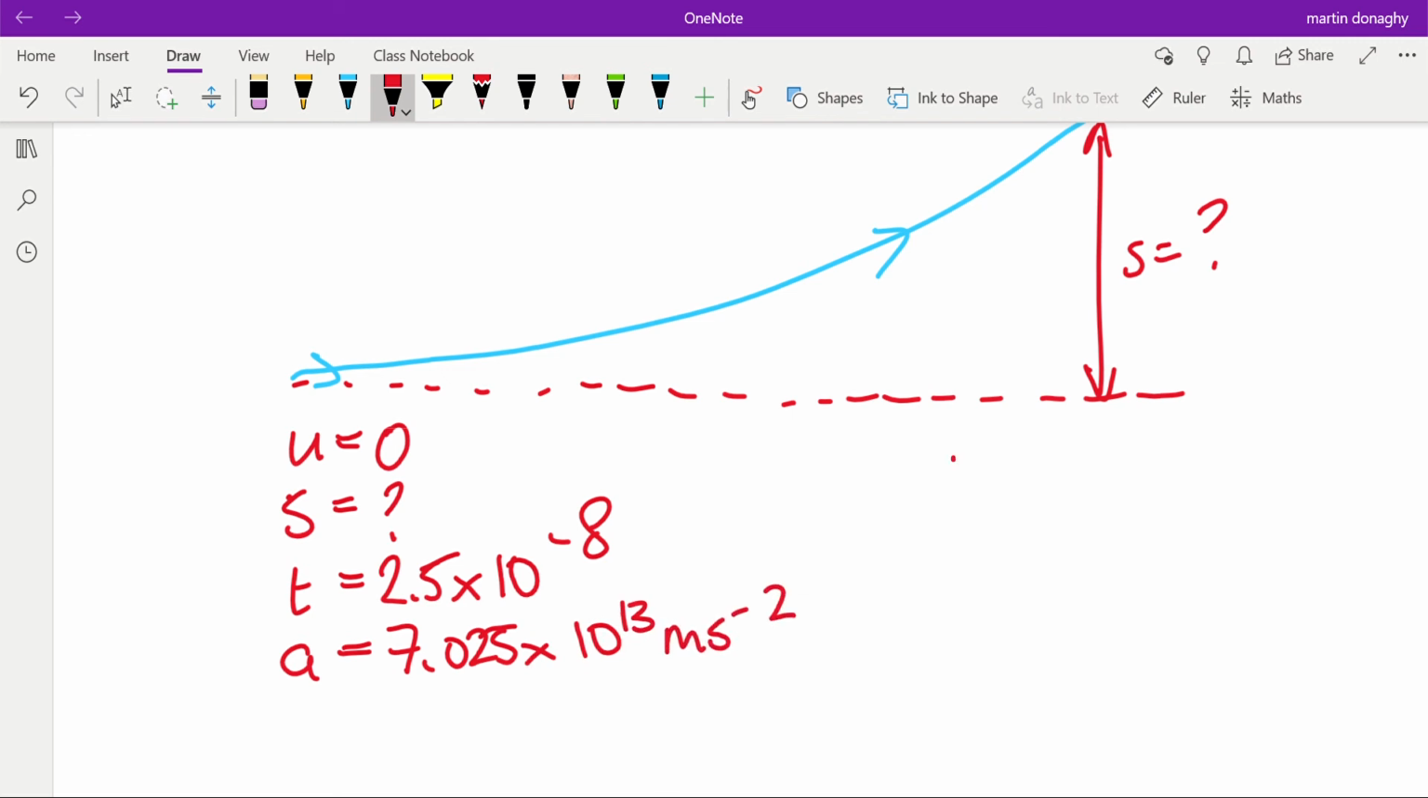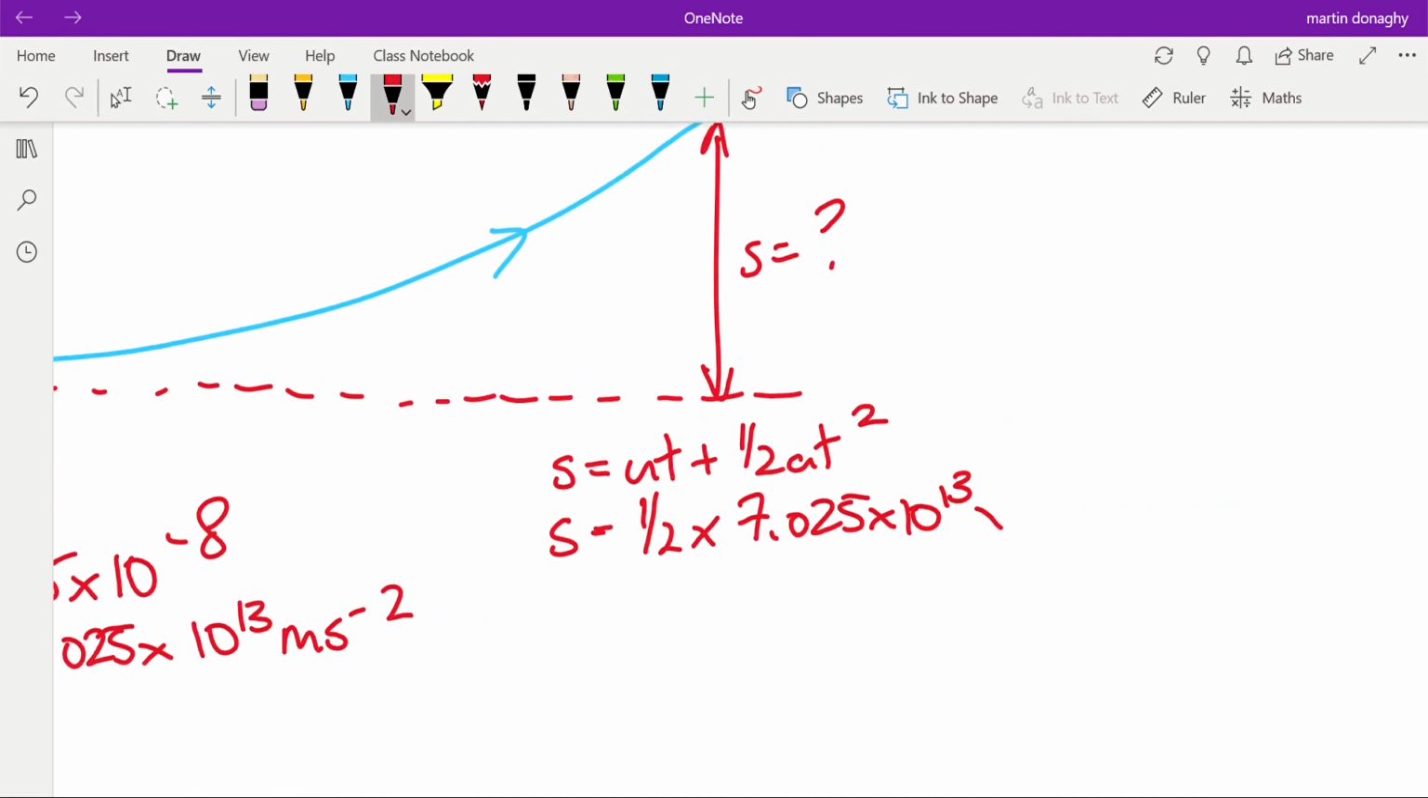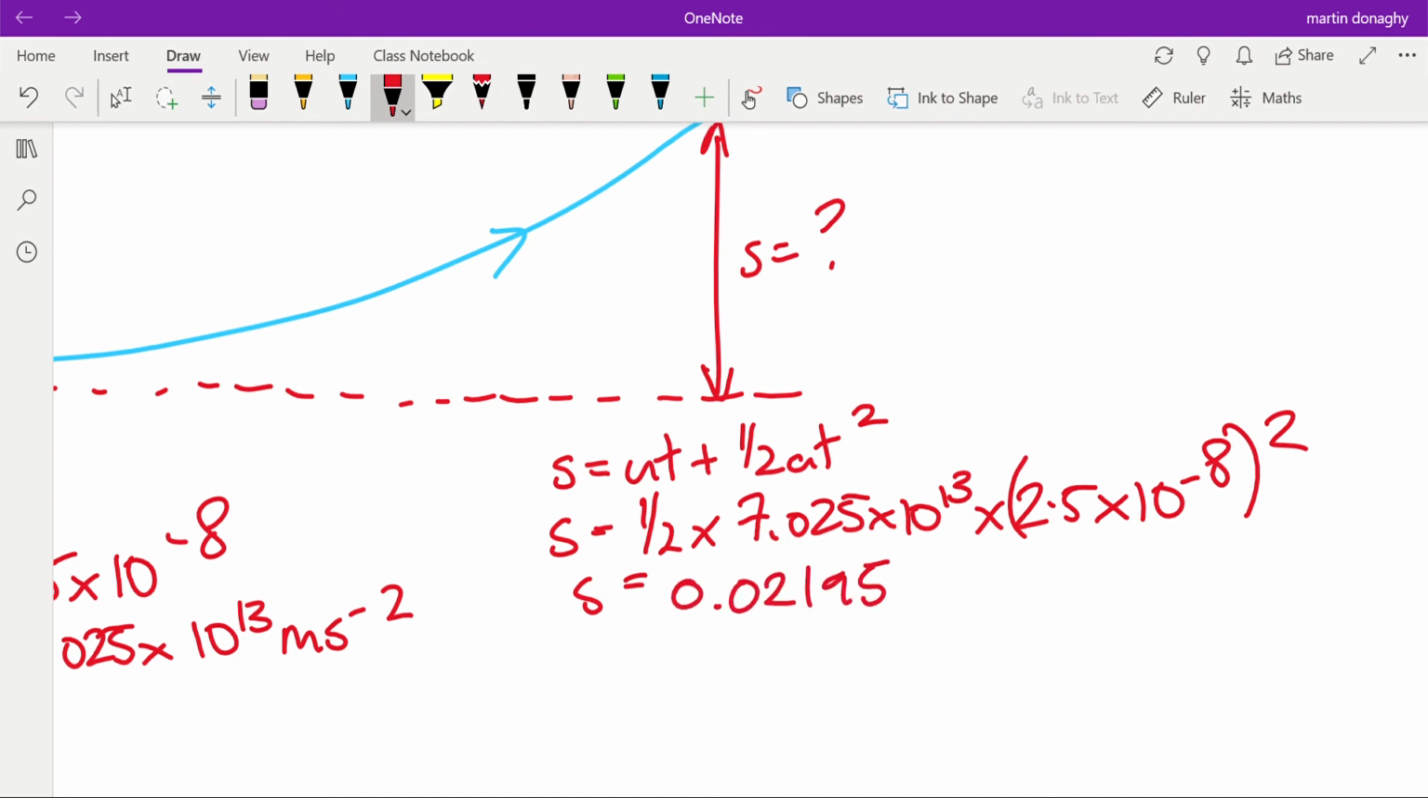So we can use s, the displacement, equals ut plus a half at squared. Remember, we're only dealing with the vertical direction at the minute. u is 0, so we drop that first term. s is equal to half times 7.025 by 10 to the 13 multiplied by the time, which is 2.5 by 10 to the minus 8. Remember to square that. And it gives you a displacement of 0.02195, which is roughly, let's round it to 22 millimeters.